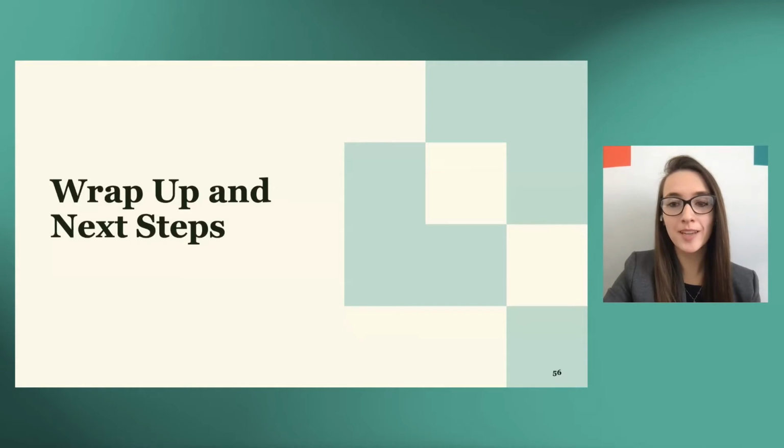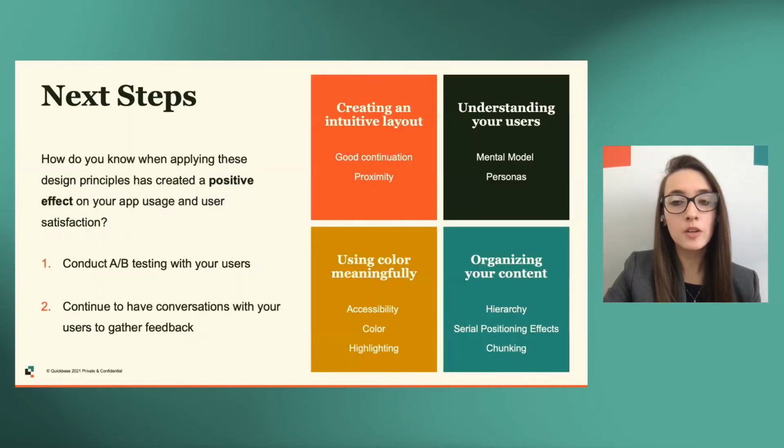To wrap up our quick hit, we want to go over some next steps with you. Now that you have learned how to apply design principles to your apps, how can you ensure that you are increasing the app usage and user adoption? The first way is to conduct A/B testing with your users. A/B testing allows you to make decisions within your app based on your users' preferences, not just your own. The second way is to continue having conversations with your users to gather feedback. Setting up times to speak with your users allows you to more easily and quickly understand your users' wants and needs.